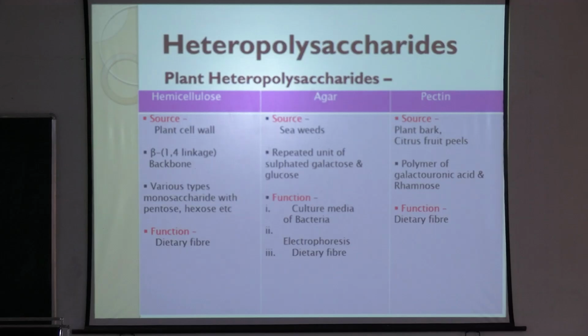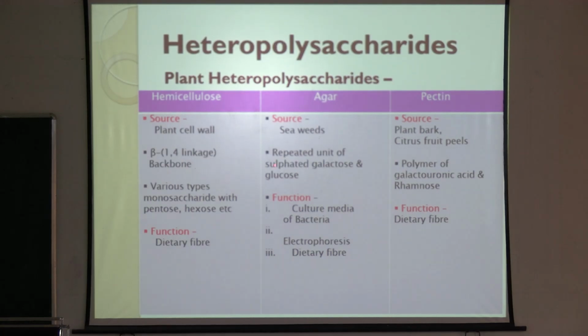Now come to heteropolysaccharides. Heteropolysaccharides can also be divided into plant and animal source. So plant heteropolysaccharides are hemicellulose, agar and pectin. Here are the sources. Plant cell, we found hemicellulose. In barks, we found pectin, and mostly in seaweeds, agar is found. Okay, here the linkage is beta 1,4 linkage. Various pentose sugars and hexose sugars are there. It is part of dietary fiber.